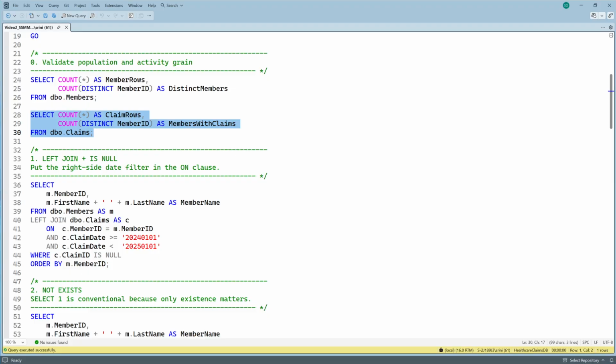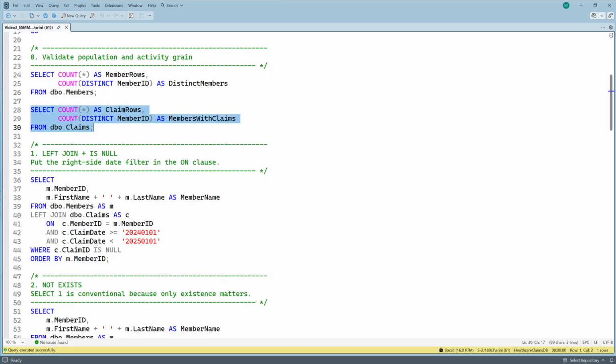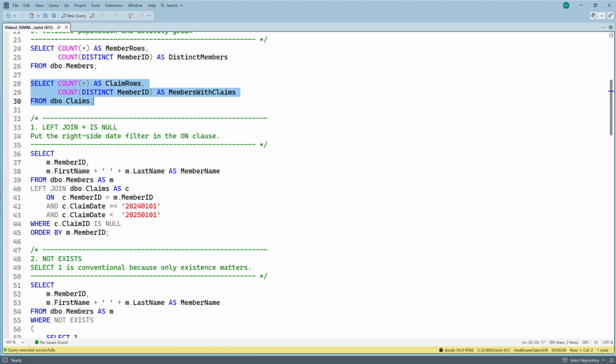Next, I check claims. Here I compare the total number of claim rows with the number of distinct members who have claims. If claim rows is larger than members with claims, that is expected because one member can have multiple claims. This confirms that claims is an activity table with a one-to-many relationship back to members. The difference in grain is exactly why we must think population first and syntax second.